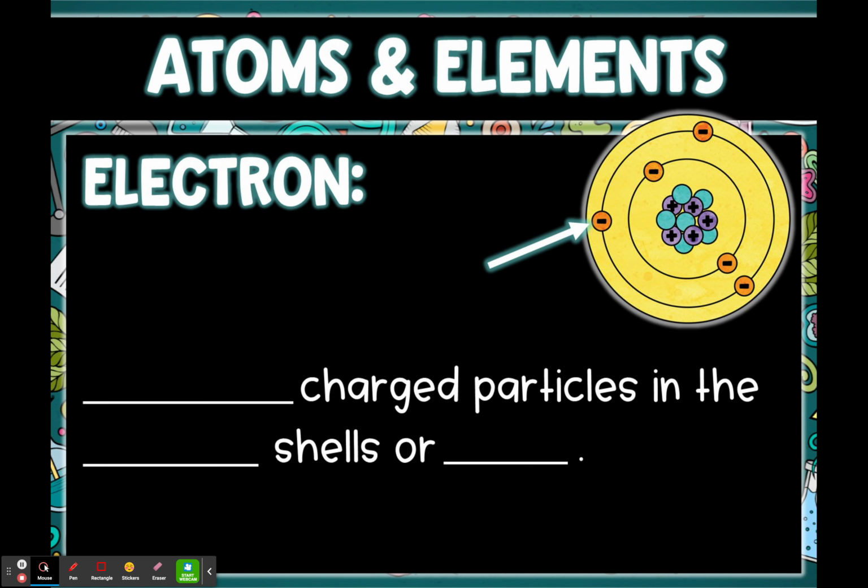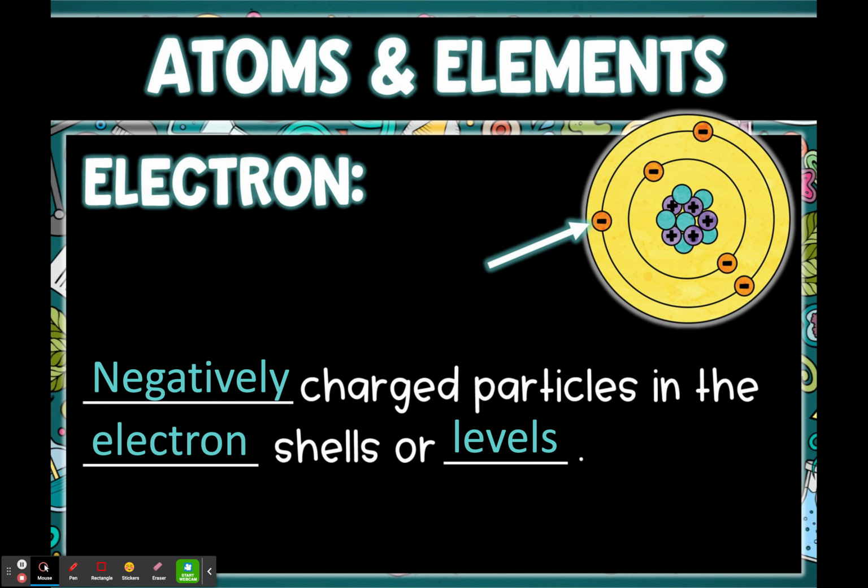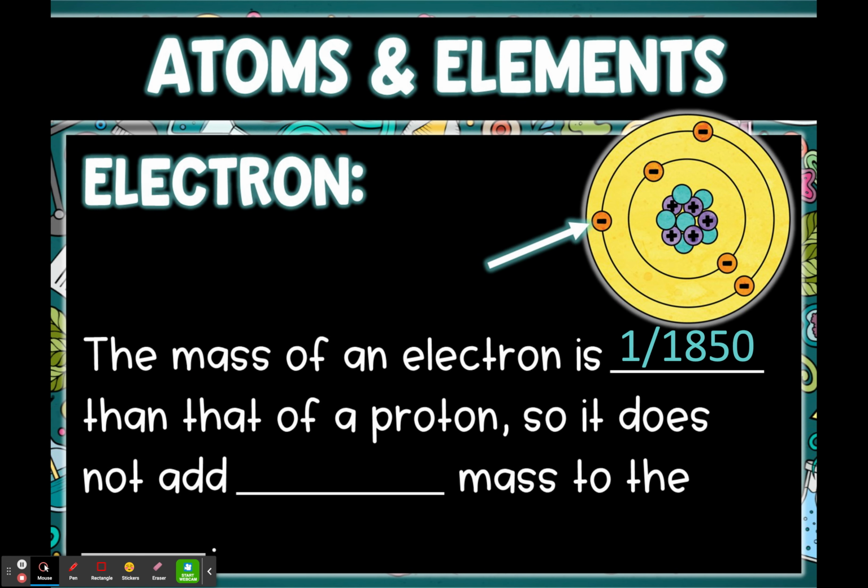All right, the second particle we're going to talk about is the electron. Those are negatively charged particles in the electron shells. So you can see these rings around the nucleus. We call those rings shells or levels. The mass of an electron is 1 over 1,850, so a fraction of that of a proton. So it does not add significant mass to the atom. So very, very small amount of weight there.